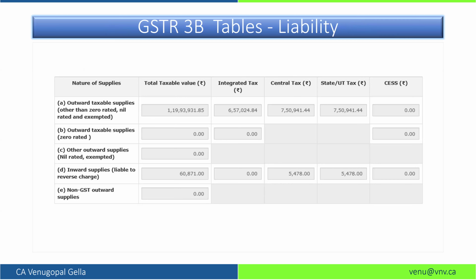Now we will also quickly look at the tables in 3B so that we know which one we are comparing. We have 3.1. So 3.1A is all outward taxable supplies other than zero rated. Zero rated is in 3.1B. 3.1C is exempt. So my total turnover matching with the P&L would be 3.1A, B and C. D is the RCM liability. E is non-GST outward, which is 5F.